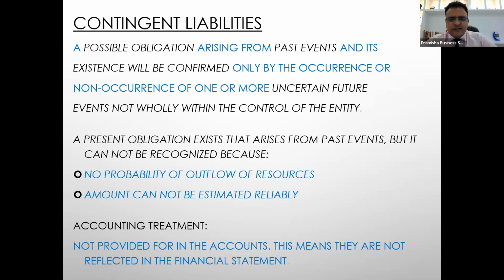A present obligation that exists arises from past events, but it cannot be recognized because there is no probability of outflow of resources, or the amount cannot be estimated reliably. Since we cannot record anything in the balance sheet, we simply disclose the fact. Not provided for in the accounts means they are not reflected in the financial statements, but they are disclosed in the form of disclosures.